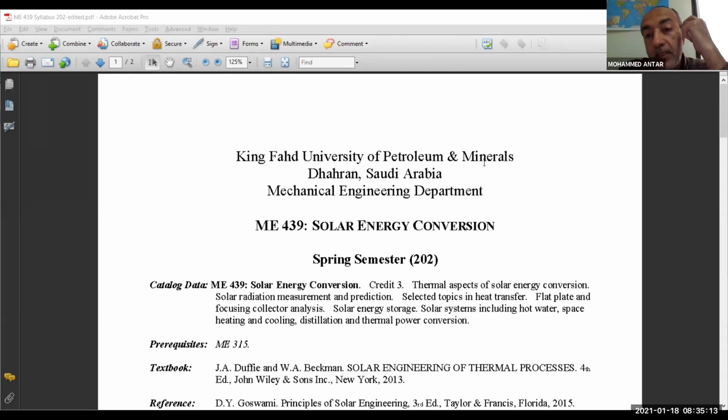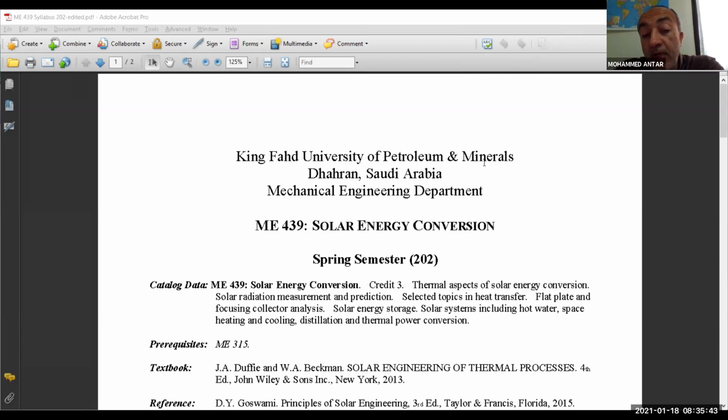The catalog description of the course talks about thermal aspects of solar energy conversion. When we are talking about energy, then we are very much interested, as you have seen in thermodynamics, in how to convert that energy to something useful. And the something useful is either heat or electricity. Solar radiation is an essential part of the course.